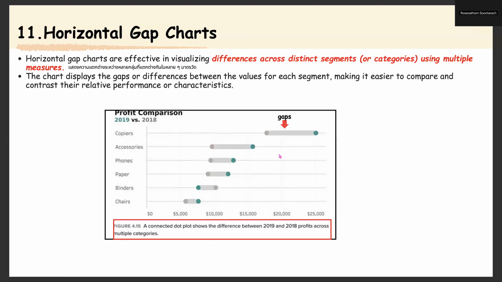Horizontal gap charts. These are effective in visualizing differences across distinct segments using multiple measures. The charts display the gaps of difference between the values for each segment, making it easier to compare and contrast their relative performance or characteristics. For example, a connected dot plot shows the difference between 2019 and 2018 across multiple categories. So this shows the gap. So that's why this is called a horizontal gap chart.